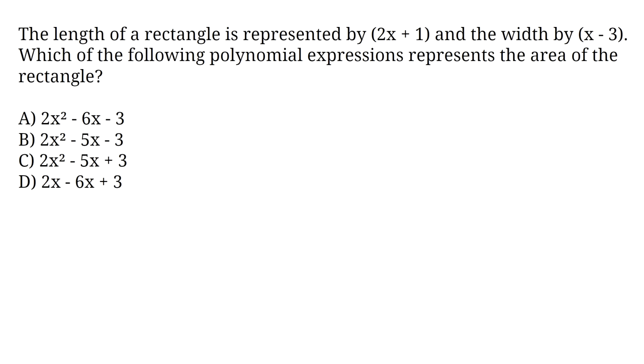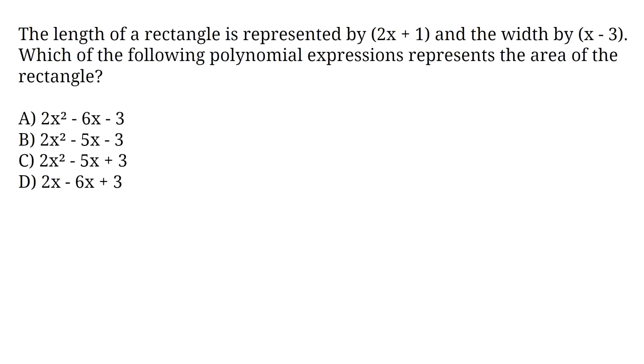The length of a rectangle is represented by 2x plus 1, and the width by x minus 3. Which of the following polynomial expressions represents the area of the rectangle? A, 2x squared minus 6x minus 3. B, 2x squared minus 5x minus 3. C, 2x squared minus 5x plus 3. D, 2x minus 6x plus 3. To solve this question, you have to be familiar with finding the area of a rectangle, and you must also know how to multiply and simplify polynomials.